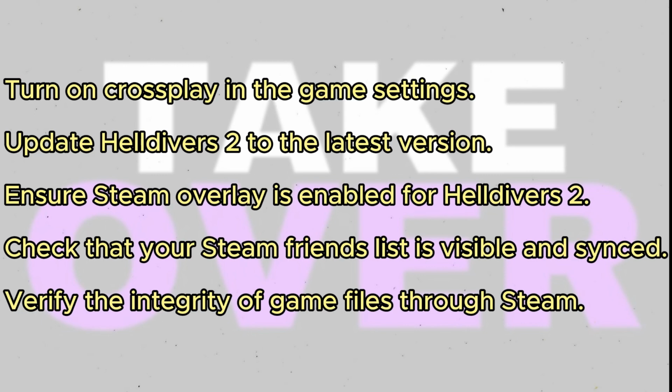Step 1. Turn on crossplay in your game. Open the game, go to the main menu, click on Options, then select Gameplay. Look for the crossplay option and make sure it's turned on. This allows players from different platforms to appear in your social tab.